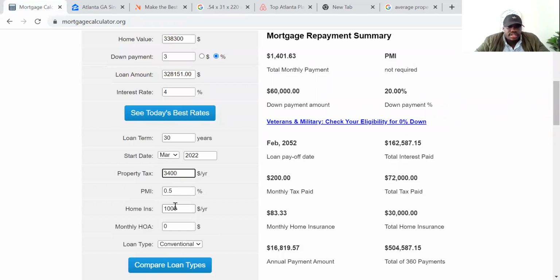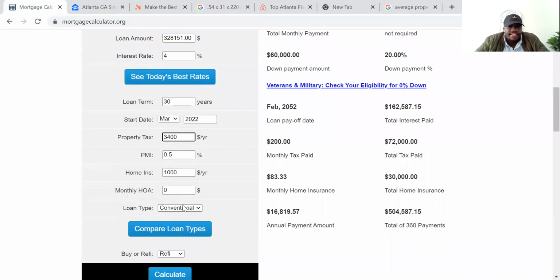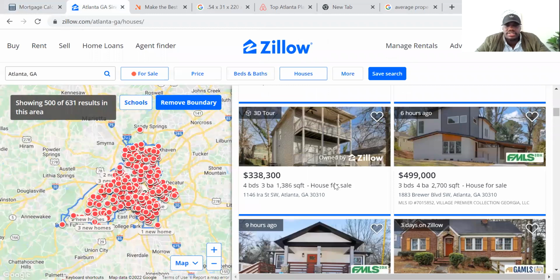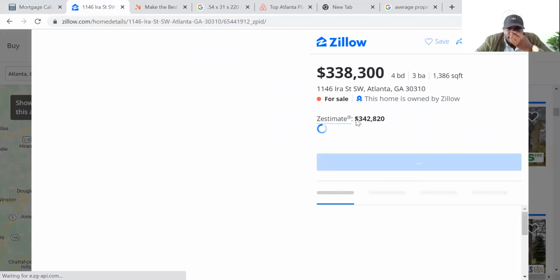And PMI 0.5%. Home insurance $1,000, about right. HOA, let's just say the HOA in this place is 150. Actually, you can check it. You can check if it has HOA. So let's check it as HOA.